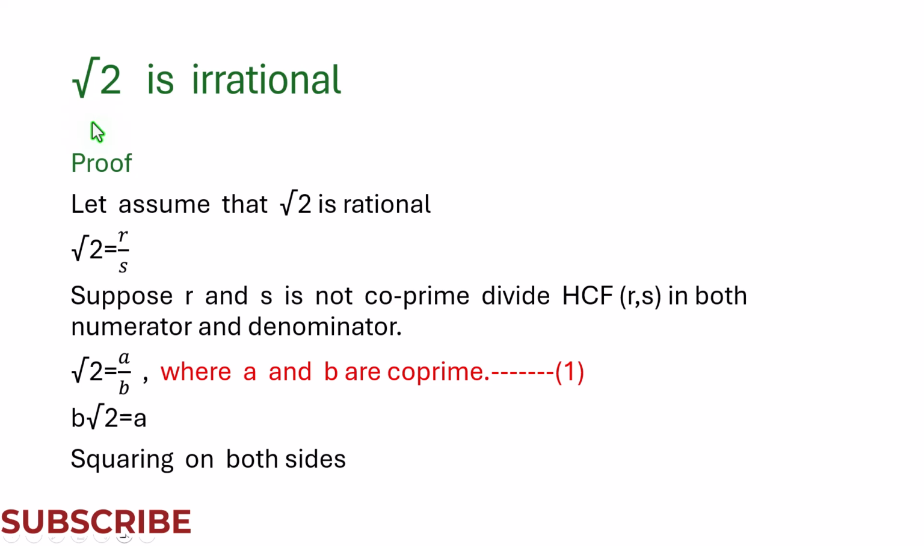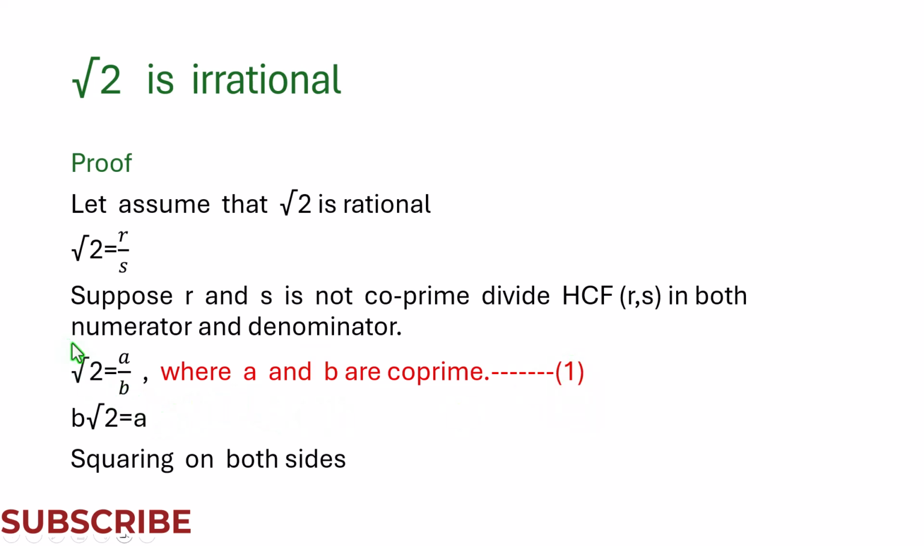Start: root 2 is irrational. This theorem is proved by using proof by contradiction. First, the contradictory statement: let us assume that root 2 is rational. If root 2 is rational, it can be written in the form p upon q, or r by s. Suppose r and s are not coprime. Divide the highest common factor of r and s in both numerator and denominator. Now we get root 2 equal to a upon b, where a and b are coprime.